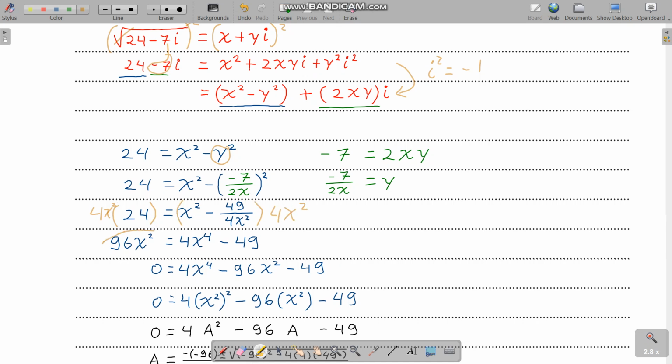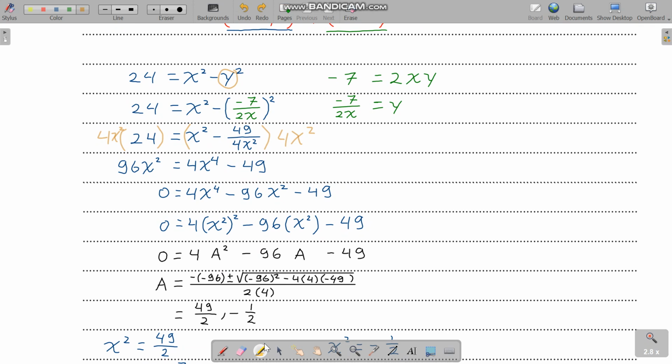On the left we have 96x squared, on the right x squared times 4x squared, 4x to the fourth. And when we multiply here, we cancel out, we have only minus 49. And now we have a quadratic actually. So we can subtract 96x squared from both sides. We get minus 96x squared on the right. And this is actually a quadratic in x squared. So x to the fourth is x squared, squared again.